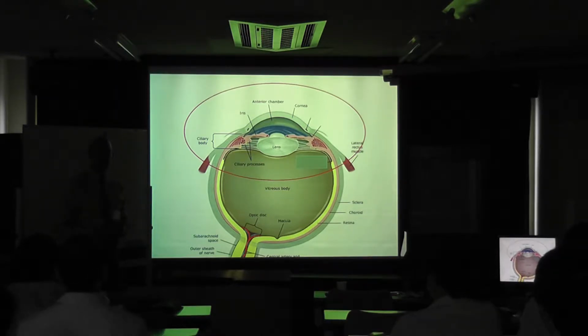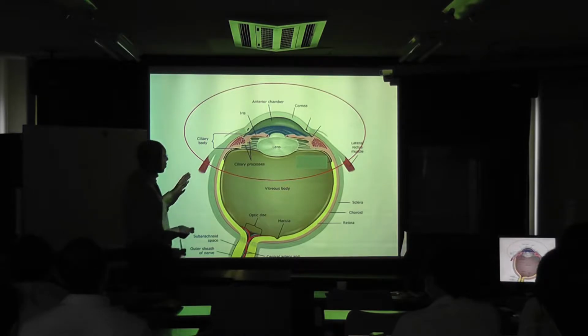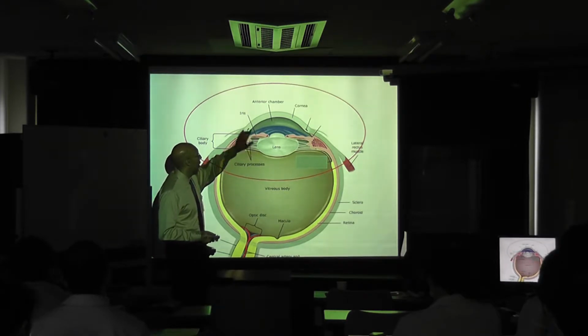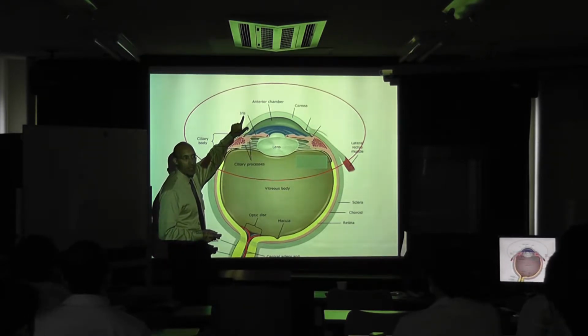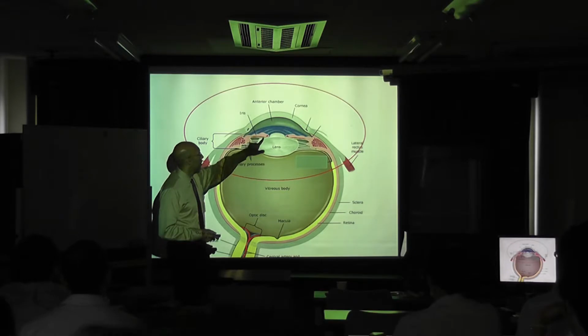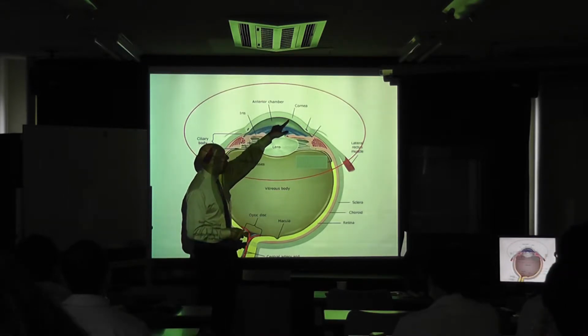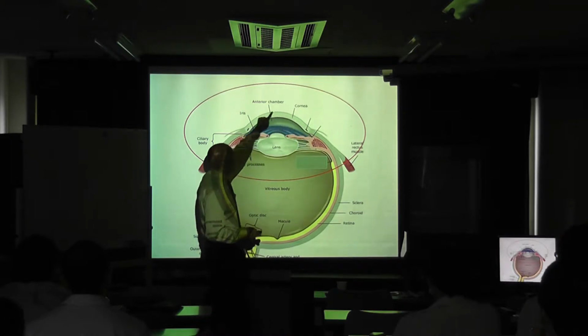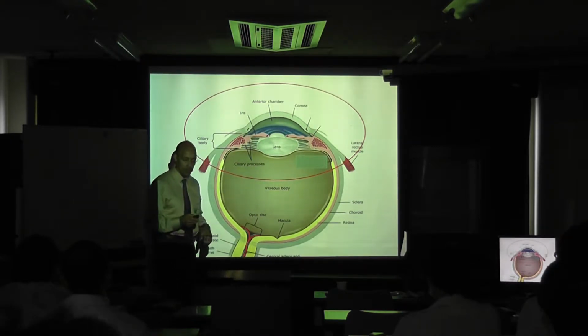Okay. So just remember the anatomy because we will talk about cornea problems, iris problems. When we say iritis or uveitis, this is inflammation here. If we say cornea problem or conjunctivitis, it is outside here.